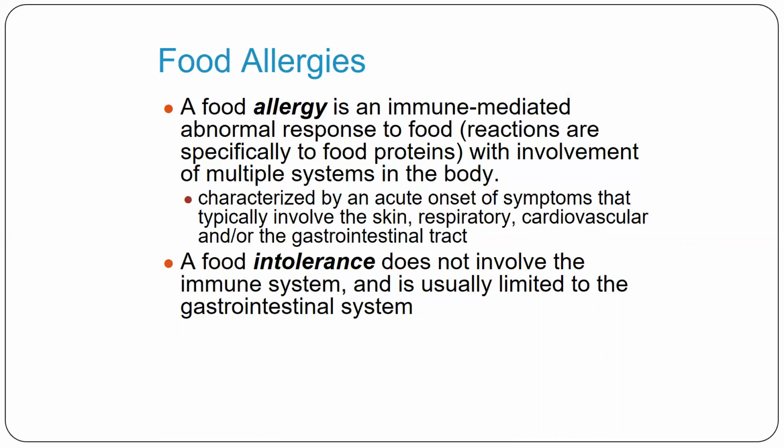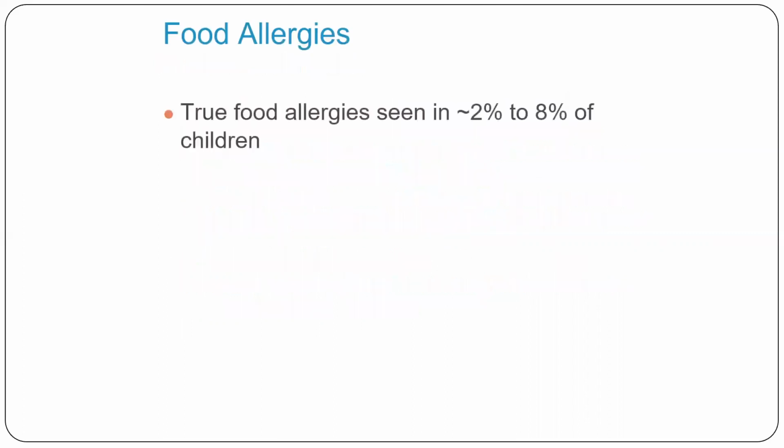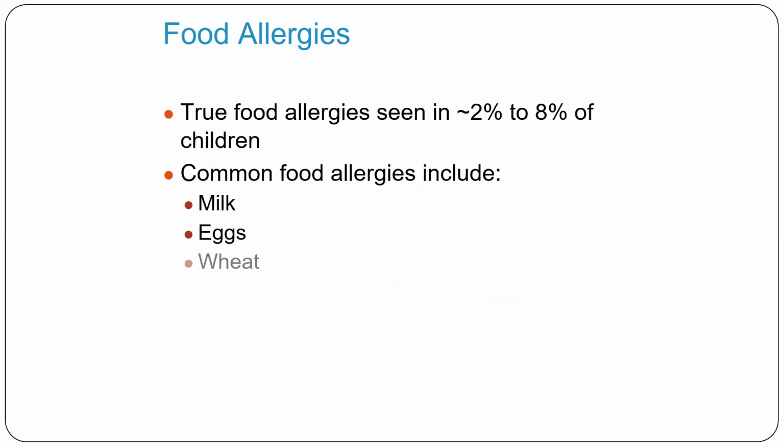A food intolerance doesn't usually involve the immune system. That's usually just something that upsets your stomach. Vomiting, diarrhea, that type of thing. Not fatal, but certainly not comfortable. About 2 to 8% of kids have food allergies. That's a very high number, higher than it used to be.